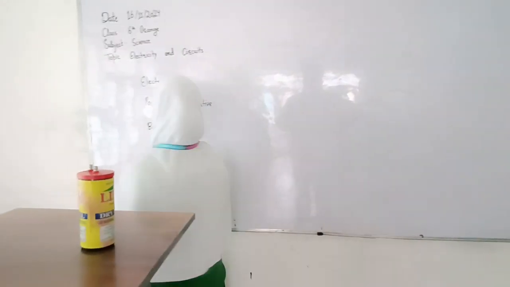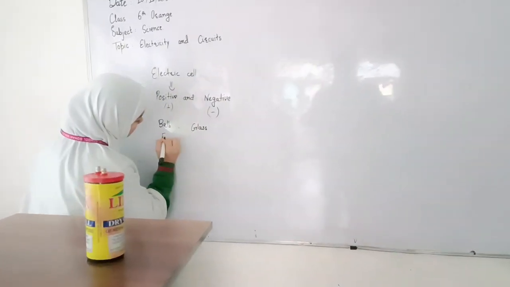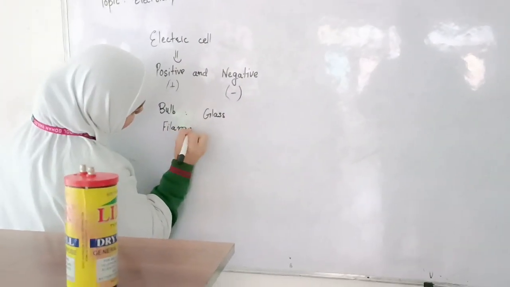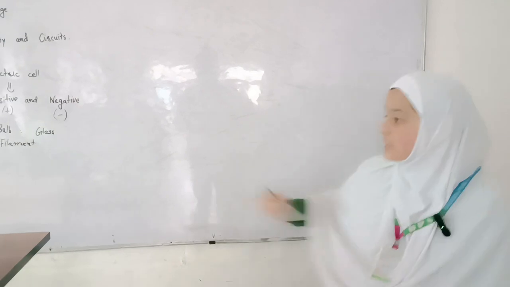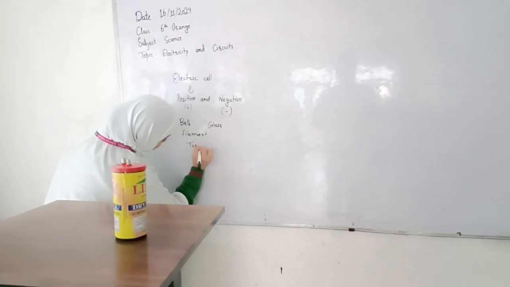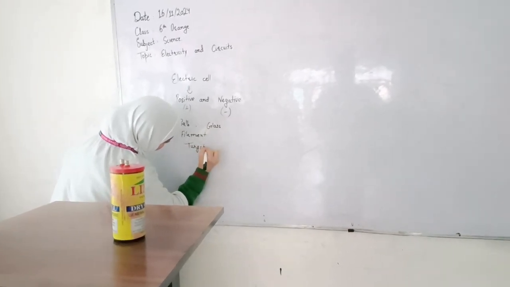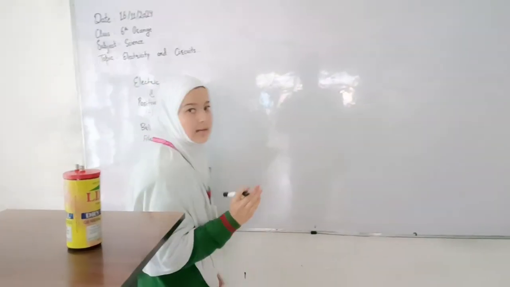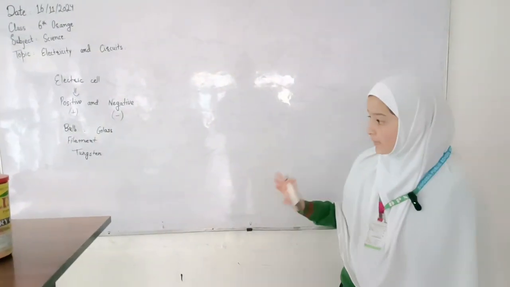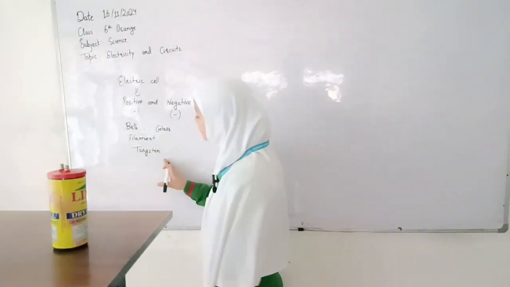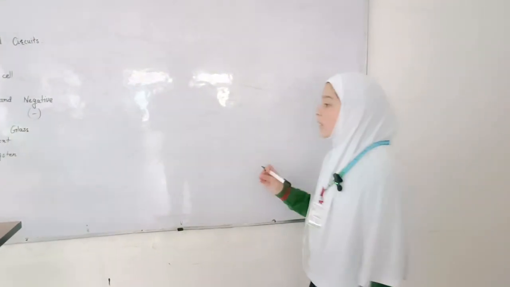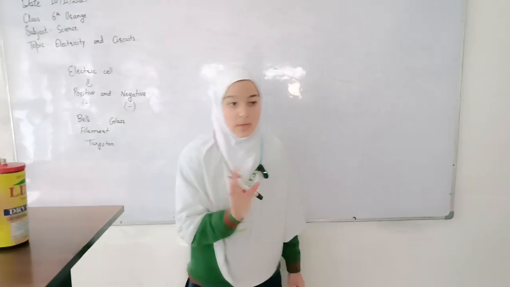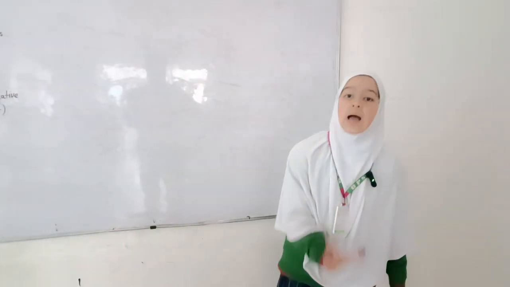In a bulb there is a thin wire known as the filament, which glows when electricity heats it. The filament is made of tungsten, and tungsten is an element in the periodic table. Tungsten has a very high melting point, so it won't melt due to the heat generated by the electric current. So this was about the electric bulb. An electric bulb also has two terminals, the positive terminal and the negative terminal.